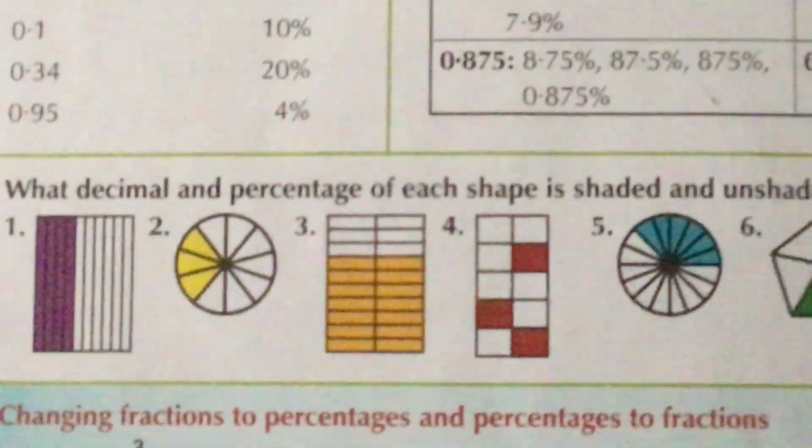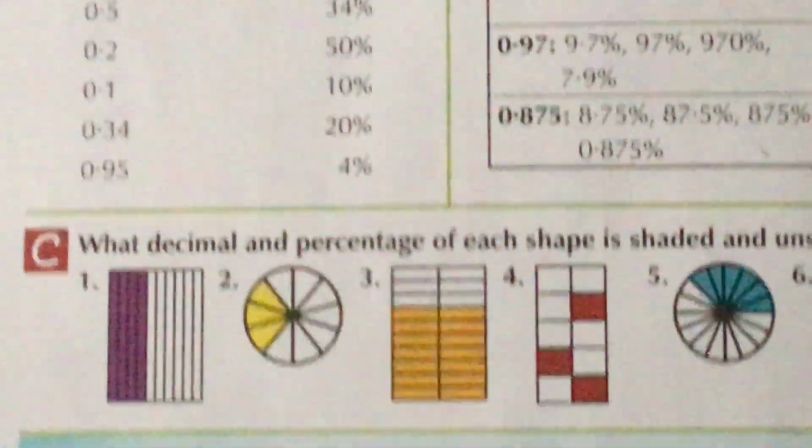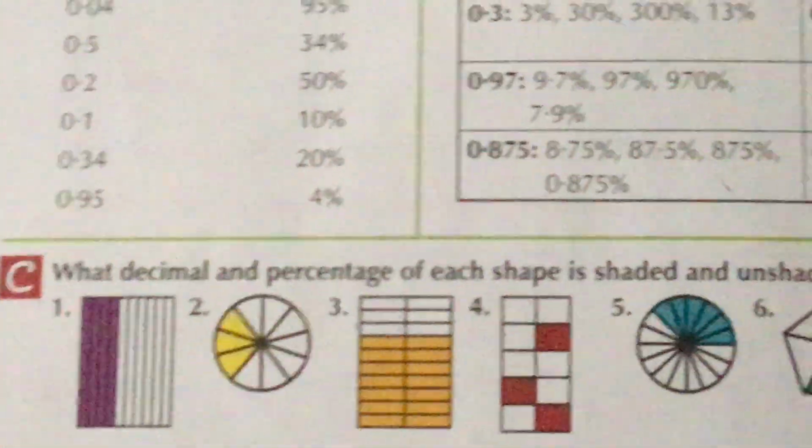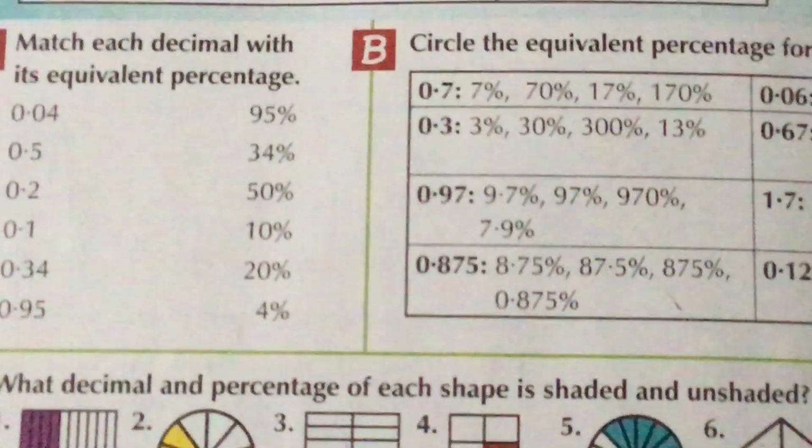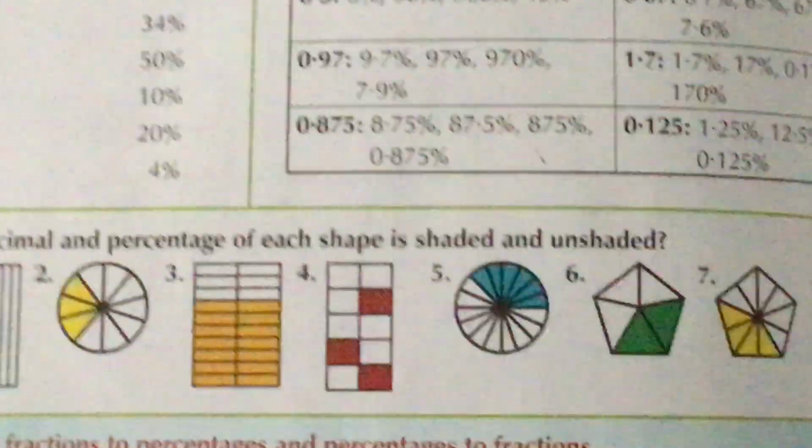Okay. Now, C. What decimal and percentage of each shape is shaded and unshaded? So all you have to do is, if you want to get the shaded first, then it's going to be easy to get the unshaded. If you want to get the unshaded first, it's going to be easy to get the shaded. You can do it whichever way you feel is easier for you.